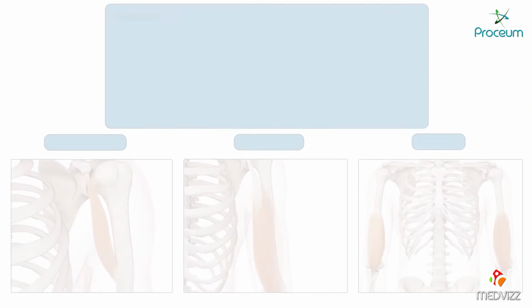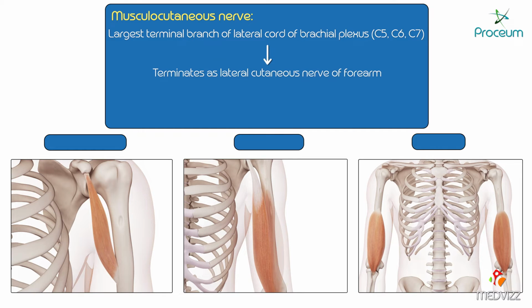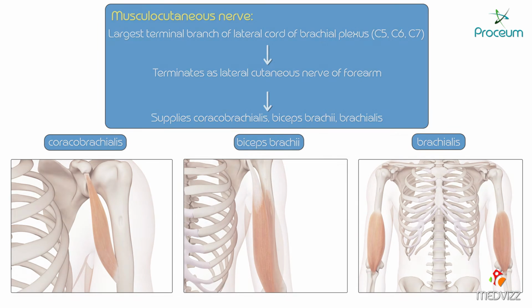And the next one is the musculocutaneous nerve. The musculocutaneous nerve is the largest terminal branch of the lateral cord of the brachial plexus with a root value of C5, C6 and C7, and it mainly terminates as the lateral cutaneous nerve of the forearm. So it gives innervation to the coracobrachialis, the biceps brachii, both long as well as short head, and the brachialis muscle. So that is the reason it is also called the BBC nerve, because it is giving innervation to the biceps, brachialis and coracobrachialis muscles.